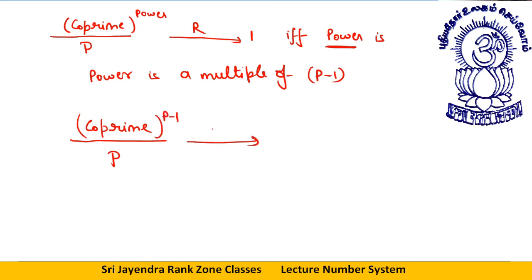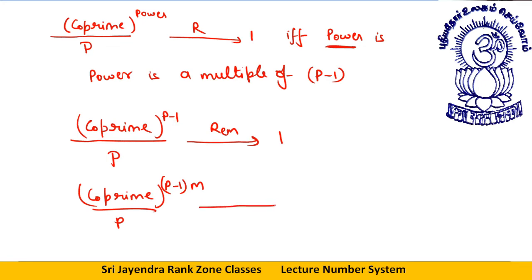Then the remainder will be 1. See students, this is co-prime, this is p. If this power is a multiple of p minus 1, this is actually the main thing. I'm just writing the above thing to simplify things. In a nutshell, the remainder will be 1. What is an example of this? Let me show you.